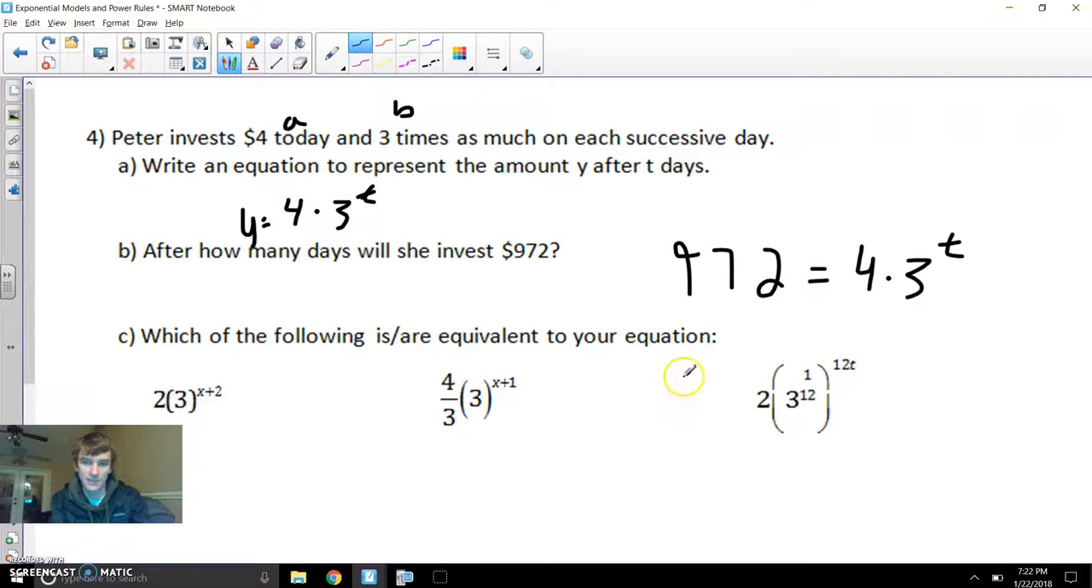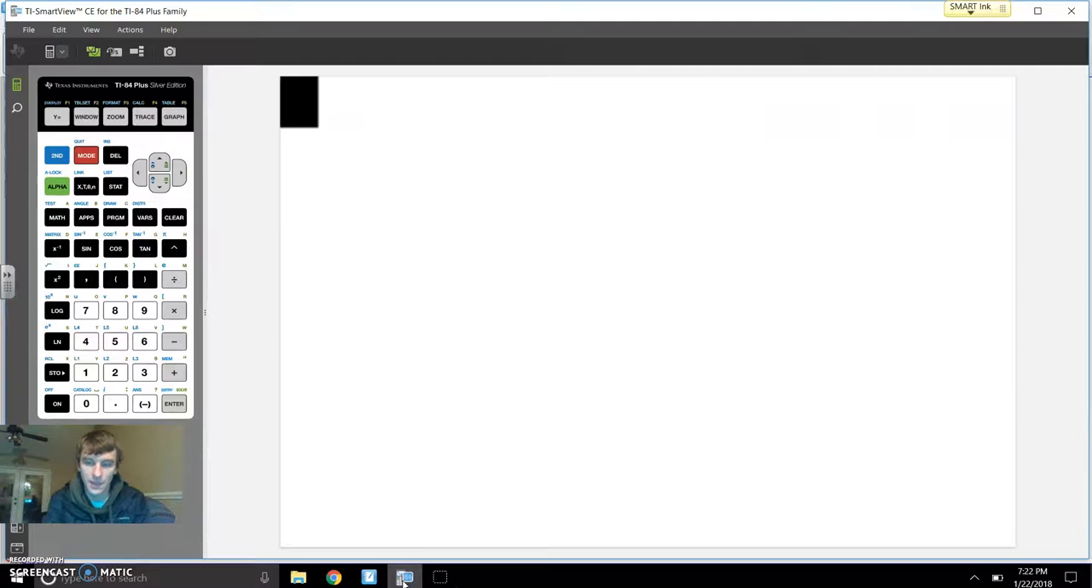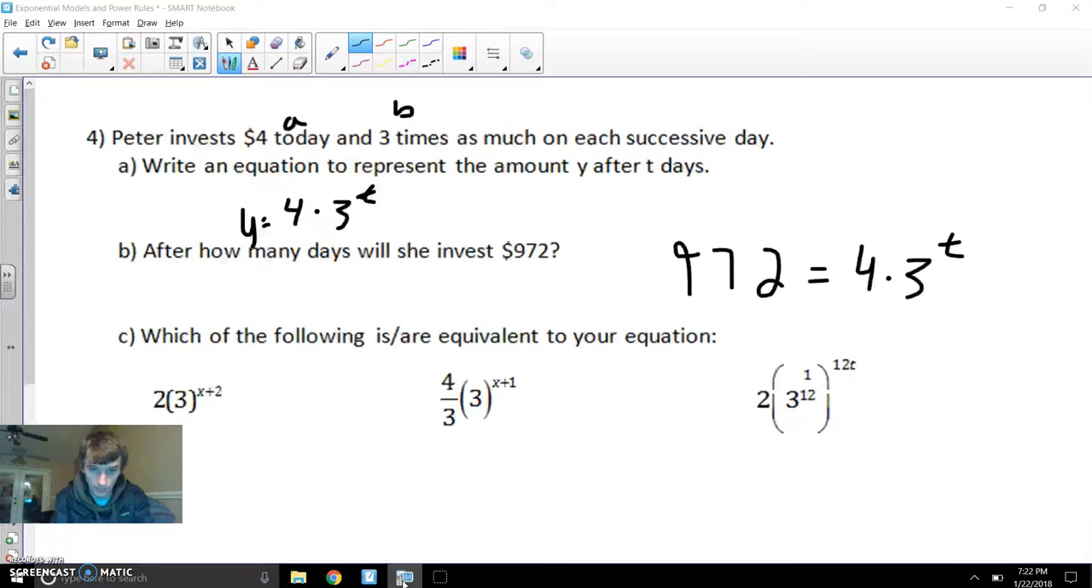Okay, and that is super sloppy, but let's just go to the calculator real quick. I don't want to use this calculator, let's use the nice calculator. So 972 divided by the 4. Okay, and that's 243. So when I have 243, that equals 3 to the T.